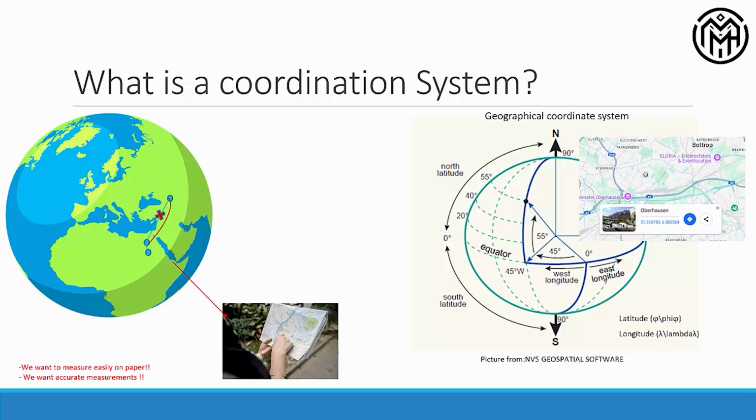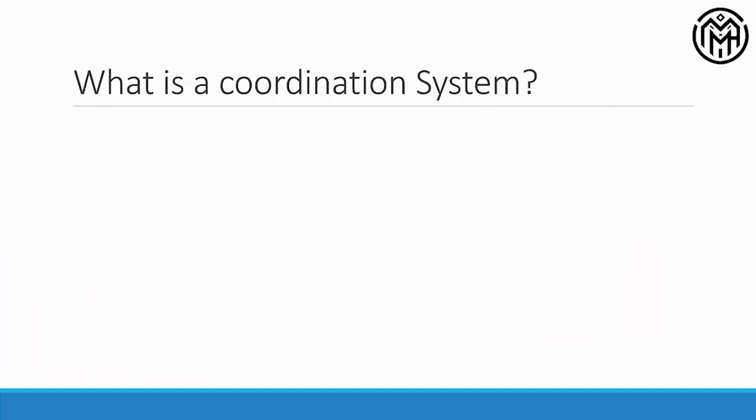How to transfer this spherical shape into a 2D element that I can use on paper or any kind of 2D surface? If there is a way, of course, there is a way. Otherwise, you would see all engineers walking around with a sphere and doing all of the drawings on the sphere. It doesn't make any sense. So here comes the second type of coordinate system, which is the projected coordinate system.